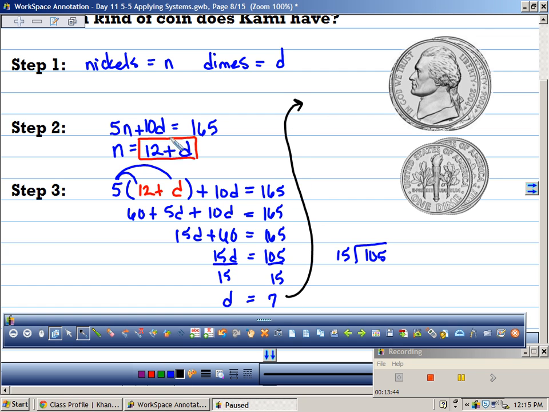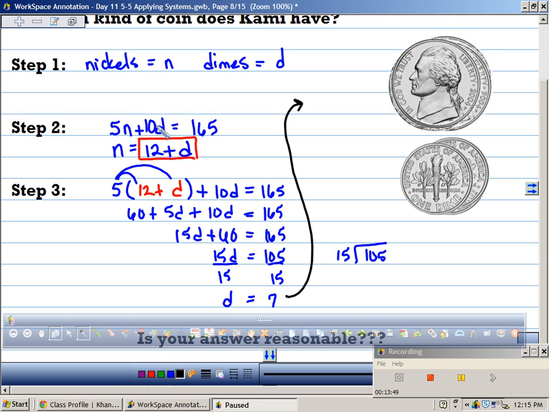But if we were to also do that using substitution, which one would you want to use? The first one? That one looks more complicated. The bottom one, right? Could I use the first one though? Yes. So nickel equals 12 plus however many dimes, and how many dimes do we have? 7. So there are 19 nickels.